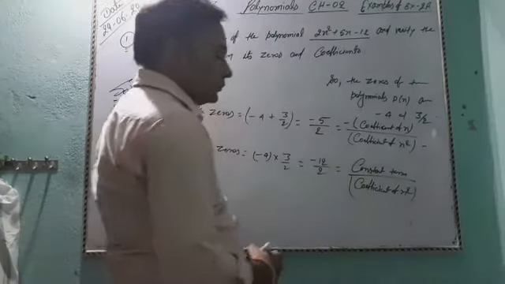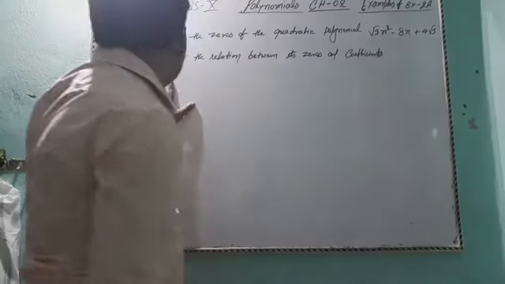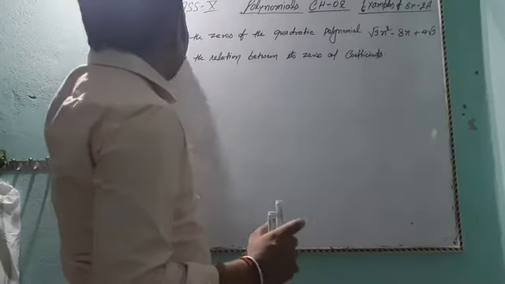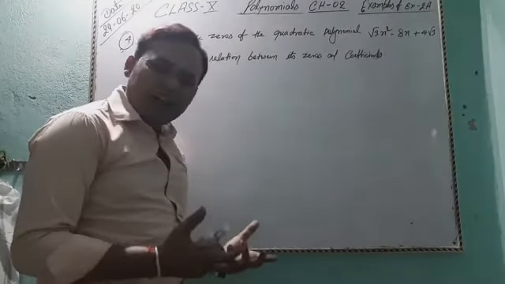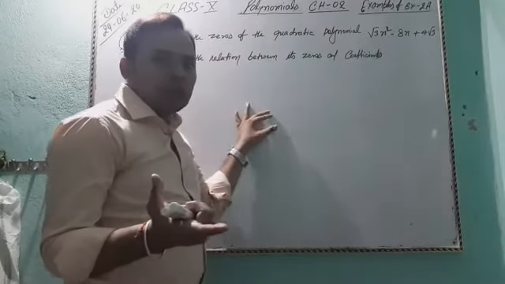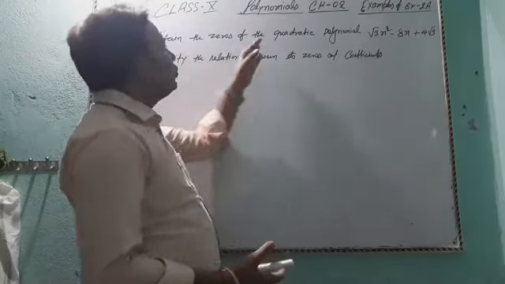Okay, students, our next example is example number 4. Same question. Obtain the zeros of the quadratic polynomial. In the first question, it was find the zeros of the quadratic polynomial. In this question, it is obtain the zeros of the quadratic polynomial.